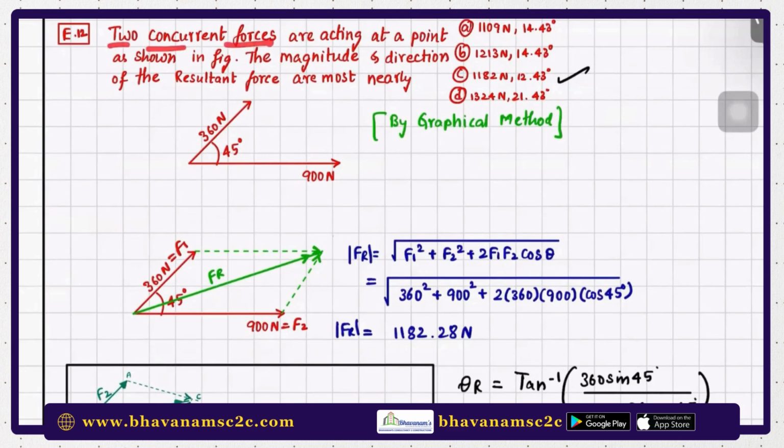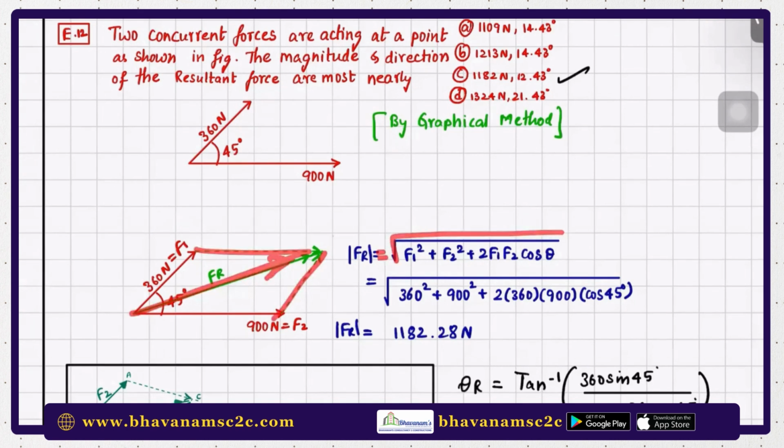Two concurrent forces are acting at a point as shown in the figure. The magnitude and direction of the resultant force are most nearly. And the figure looks like this. There is one vector and there is another vector. By graphical method, if you want, as I said, draw an imaginary parallelogram by drawing the lines parallelly, form a diagonal. After forming the diagonal, the length of the diagonal is nothing but the resultant.